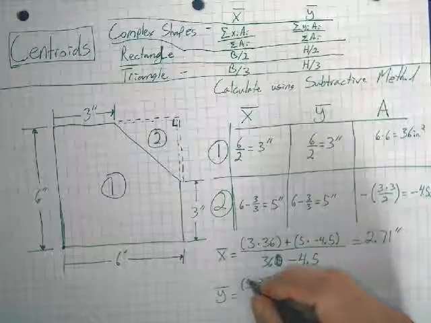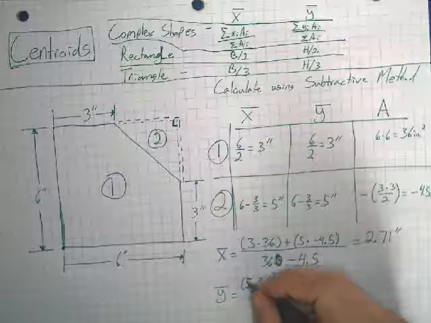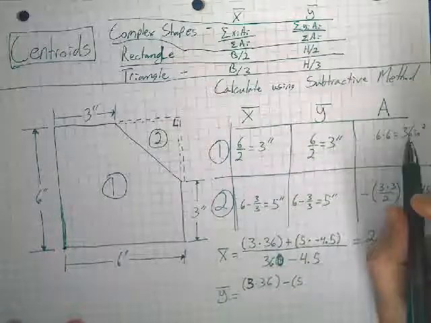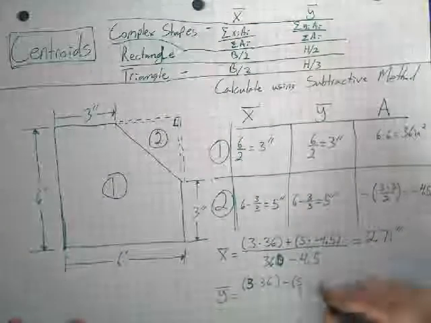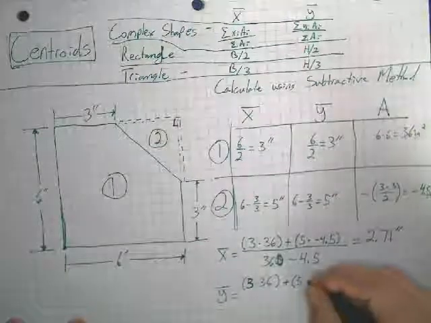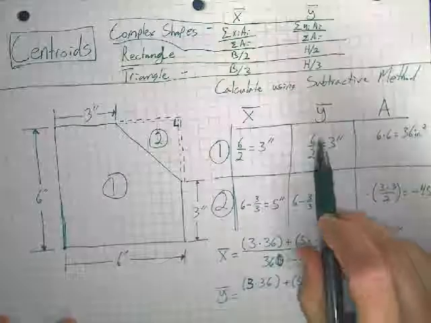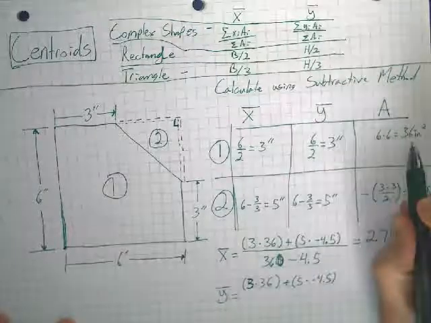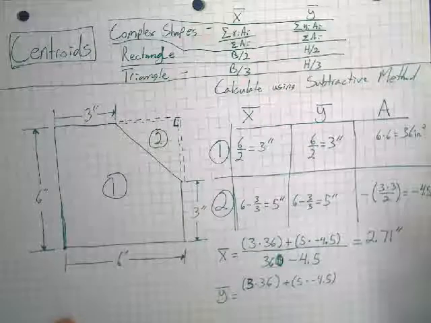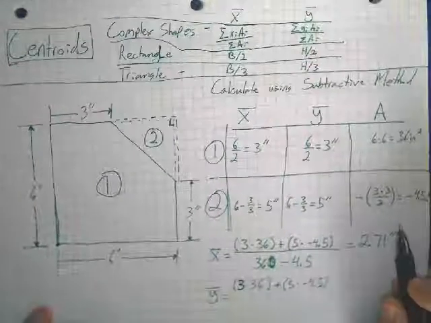No, sorry. Getting ahead of myself. 3 times 36. Because I'm using this y bar and this area. Sorry about that, shape 1. Plus 5 times negative 4.5. Let's go through that one more time. I'm on shape 1, y bar total, so I have 3 times 36 plus, because I'm adding these together, 5 times negative 4.5.